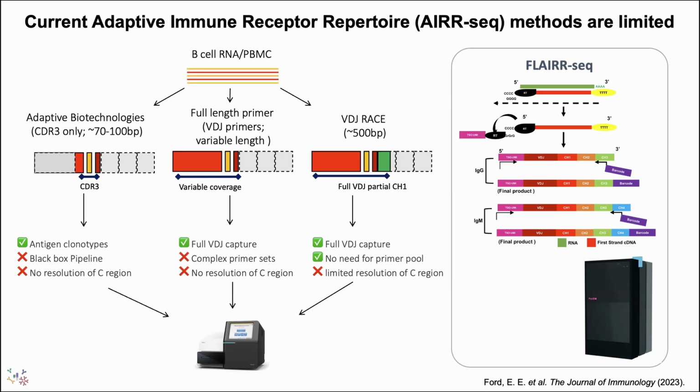So let's talk more about FLAIR: full-length adaptive immune receptor repertoire sequencing. As I mentioned, we use a rapid amplification of cDNA ends method. We have a primer that is all the way down at the 3' end of the molecule to grab near full-length transcripts. Now, everyone thinks of PacBio as a long-read technology, and it certainly is.